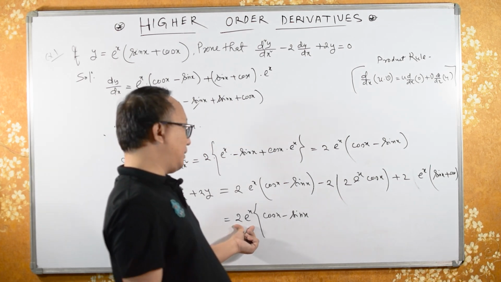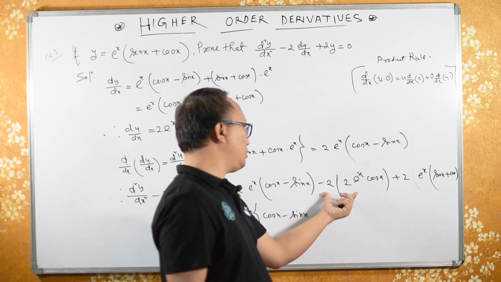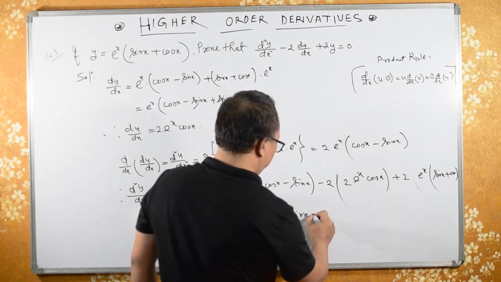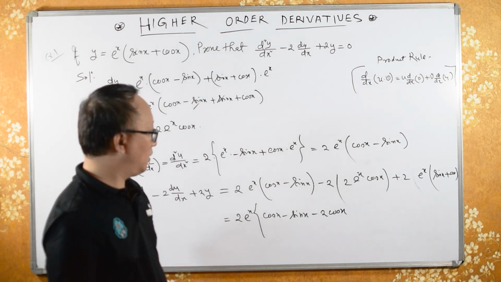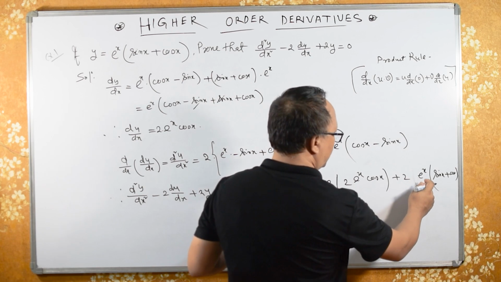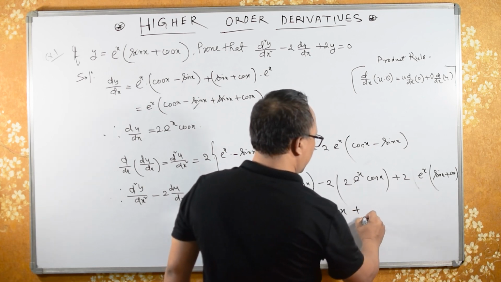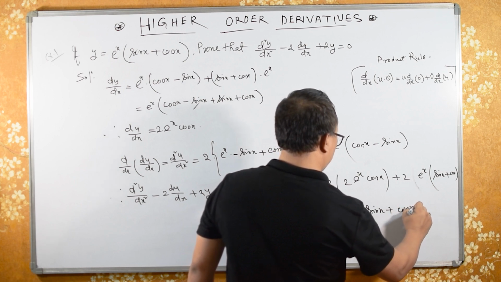2 e raised to x common, okay? 2 e raised to x common. If I am taking this, minus 2 into cos x will be there. Minus 2 cos x. Okay, I am taking 2 e raised to x, 2 e raised to x, I am taking plus sin x plus cos x.